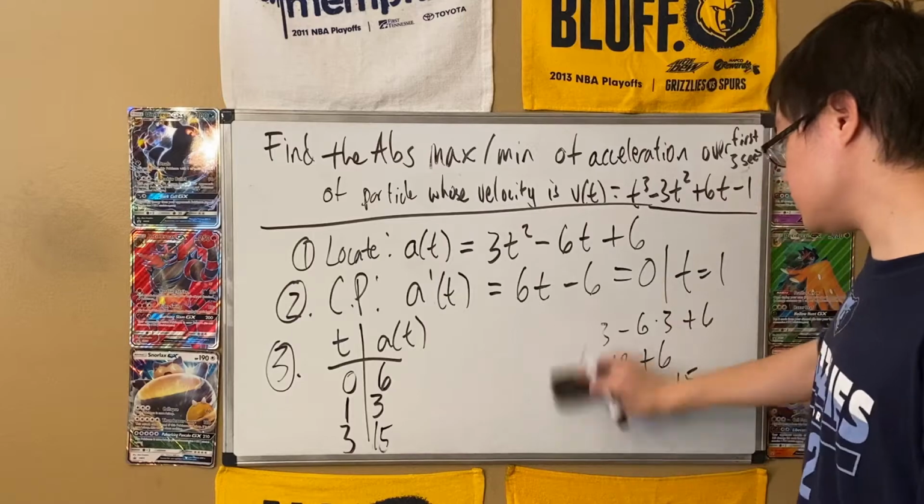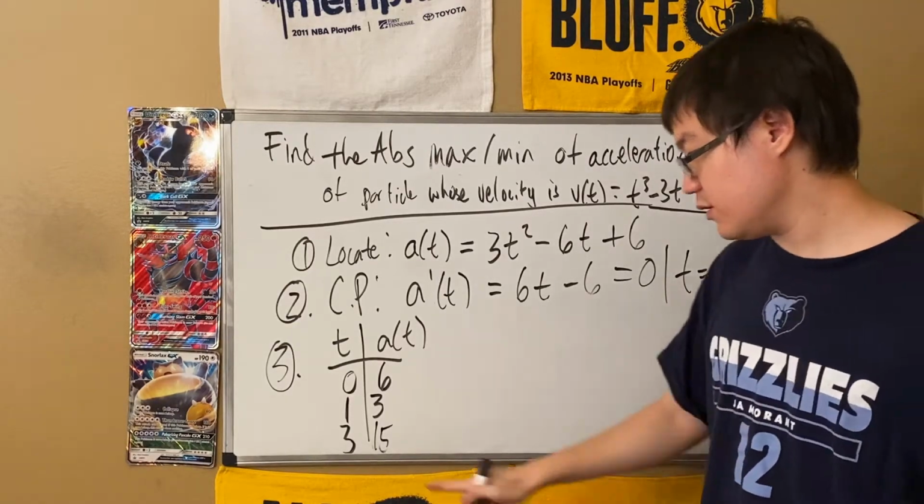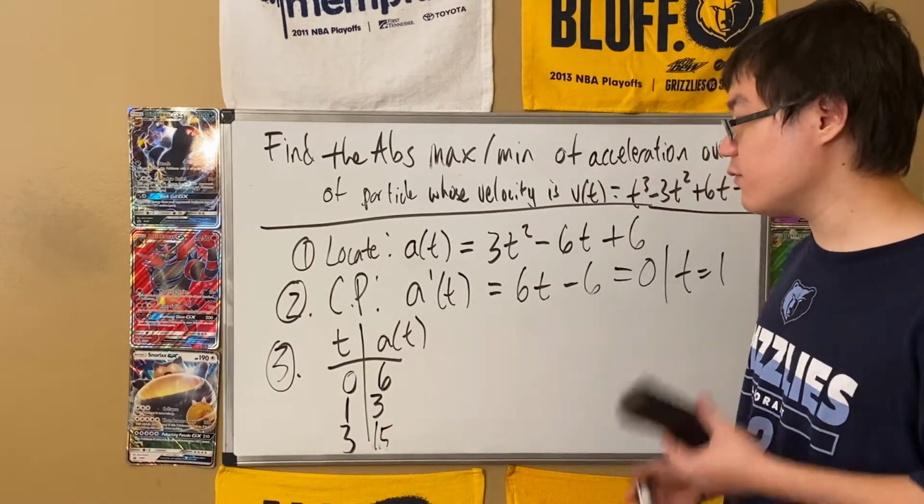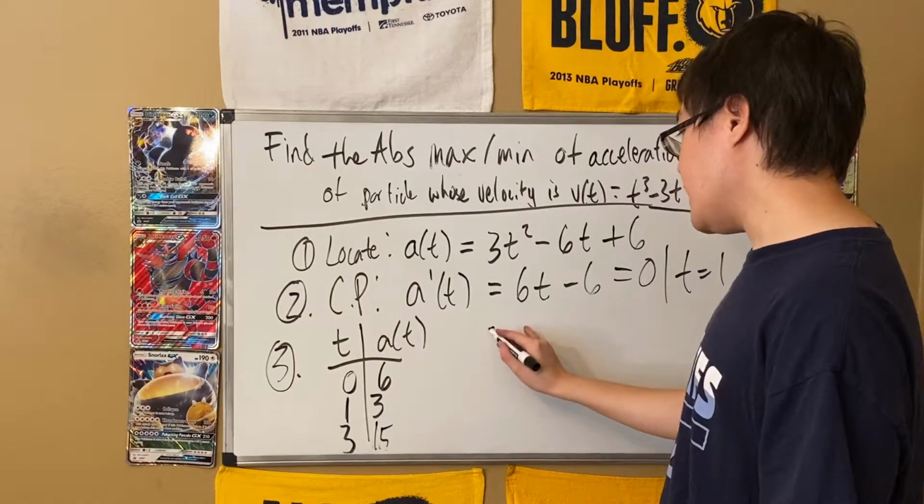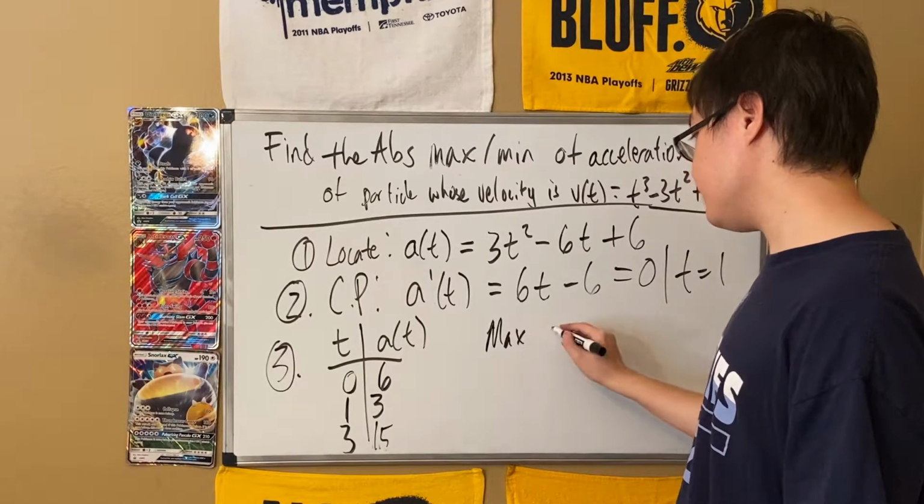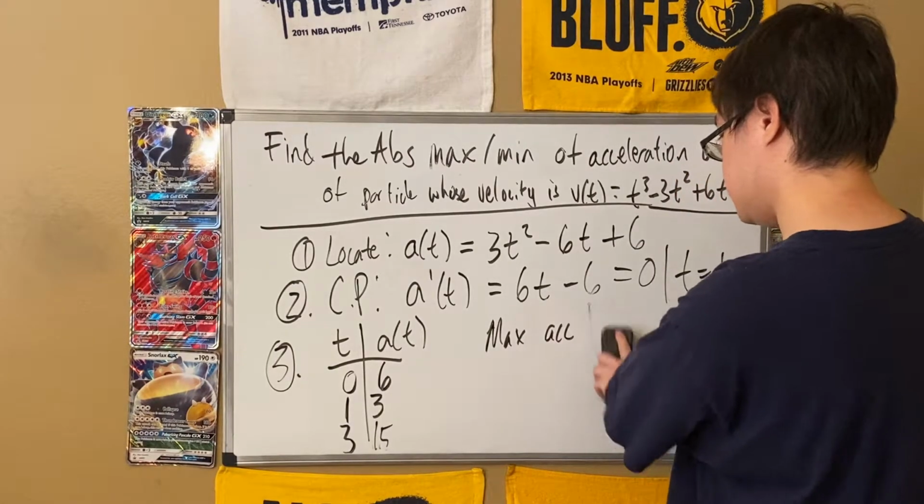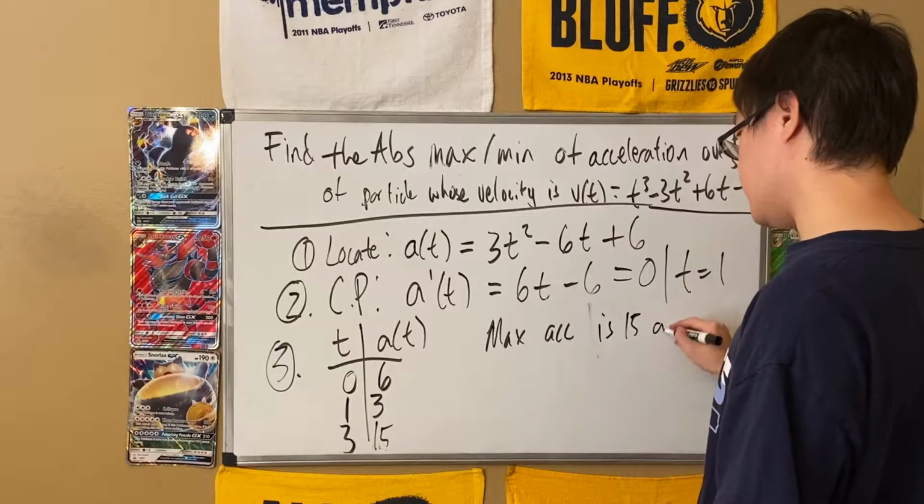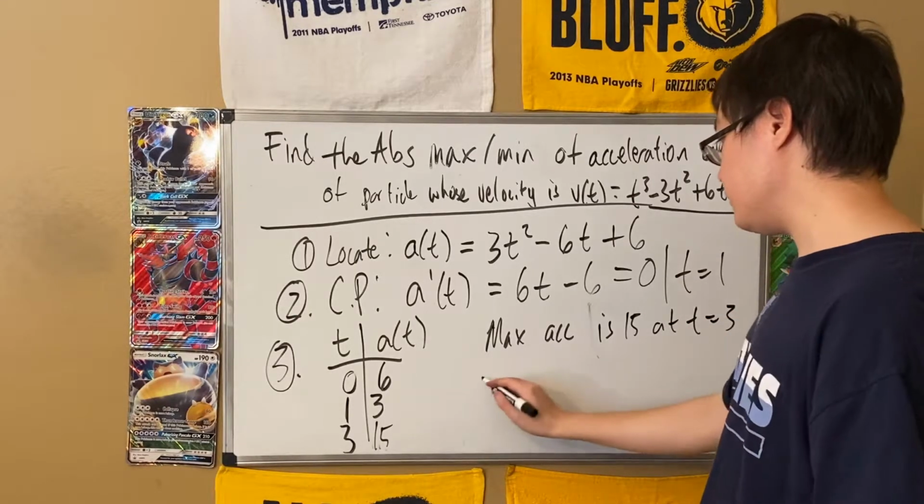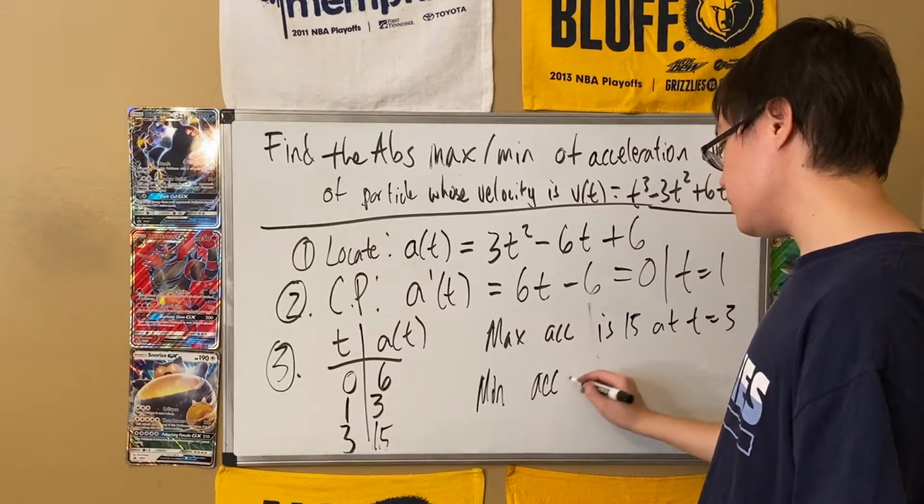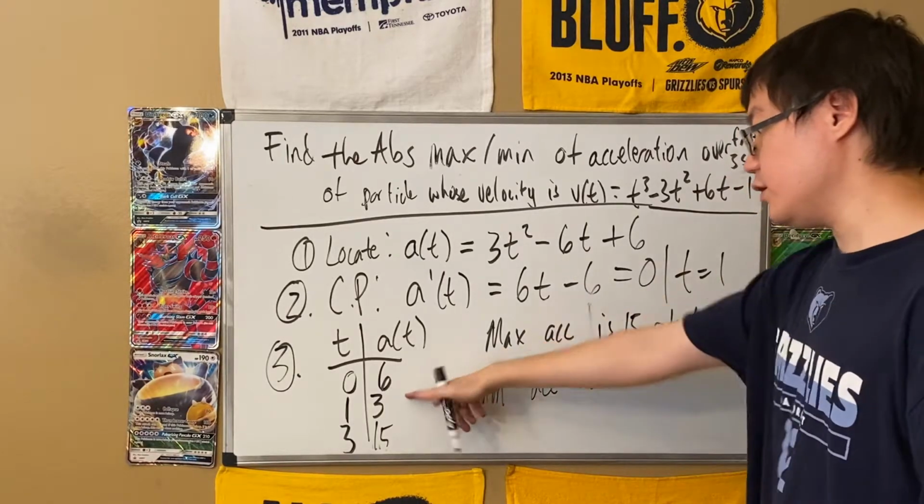Then we can erase our sort of math shame that we couldn't do in our head. But here we go. Again, we're ready for the answer. So the maximum acceleration looks like it's 15 at t is equal to 3. And the minimum acceleration is 3 at t equals 1.